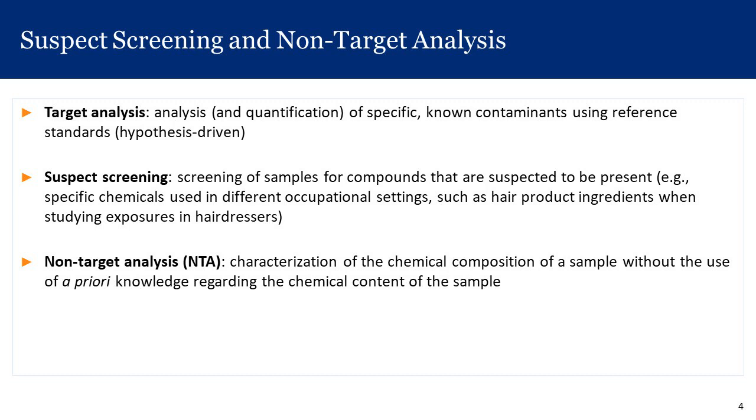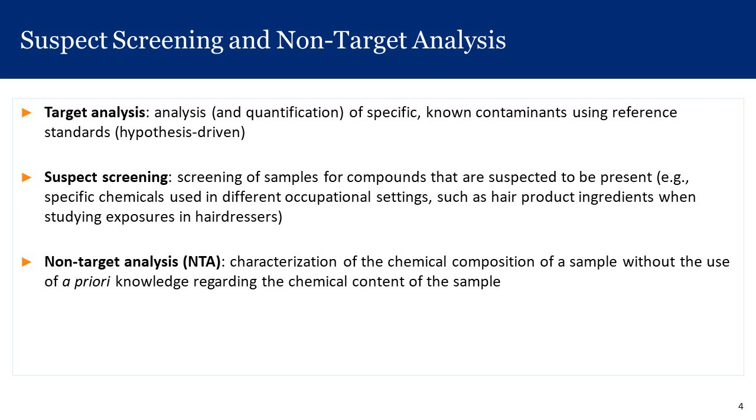And I want to spend some time briefly on the definitions. So as I mentioned already, when we say target analysis, we typically mean the analysis and also the quantification of a specific known contaminant, typically with the use of reference standards. And this is typically very hypothesis driven. So for example, we expect a specific contaminant, let's say a pesticide or a chemical that is used in an industrial process, to be present. And so we are specifically looking for this compound.